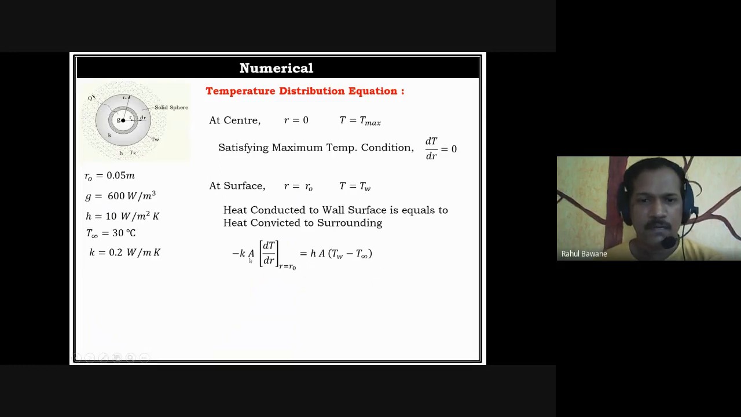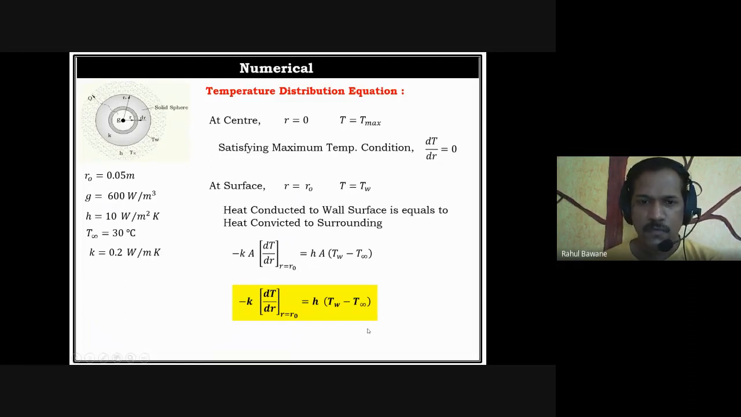Now in conduction, this A stands for the cross-sectional area, that means the area normal to the direction of heat flow, which is the surface area itself, and this is no doubt the surface area exposed to heat convection. That means A gets cancelled. So finally we get minus k dT/dr at r equals r0 is equal to h (T wall minus T infinity).